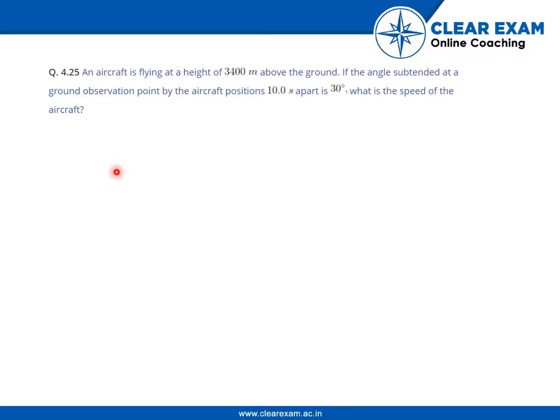Let us go through the question first. An aircraft is flying at a height of 3400 meter above the ground. If the angle subtended at a ground observation point by the aircraft positions 10 seconds apart is 30 degree, what is the speed of the aircraft? The given situation is shown in the figure like this. This is 30 degree and this is 15 degree.